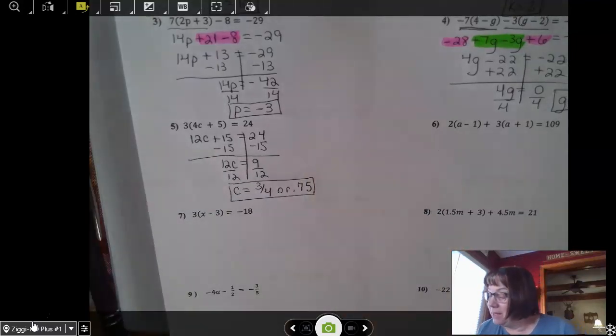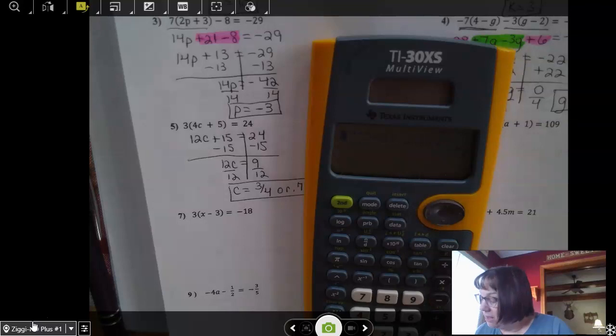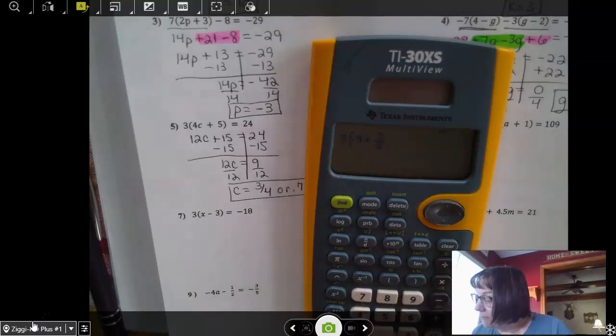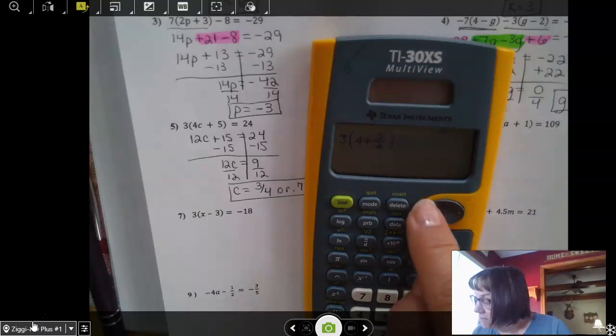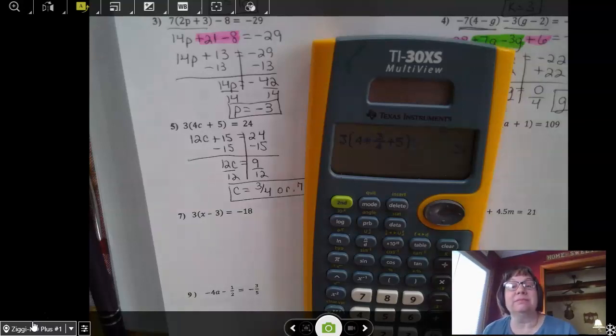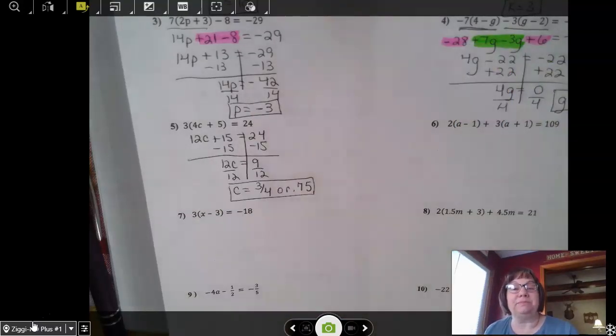Let's plug them back in to check our work. 3 times 4 times 3/4, plus 5. And that equals 24. So it works.